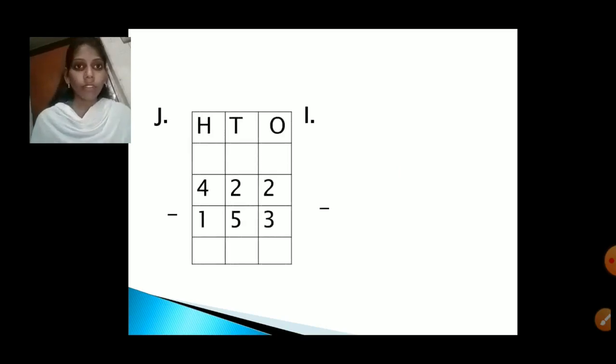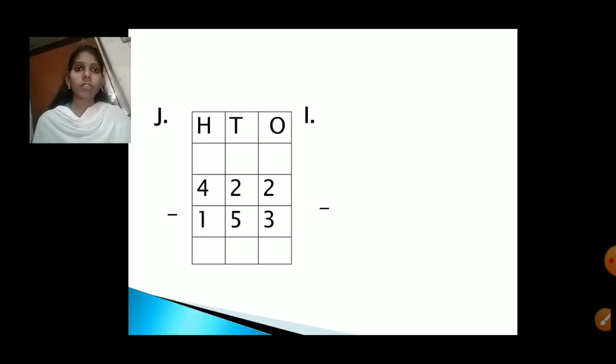Here we have to solve subtracting 3-digit numbers. Right? 3-digit numbers are there. So let's start. In the same way, the same steps we will apply here also. Here we have to subtract 422 minus 153. Okay, so we'll start the subtraction from the ones place. 2 minus 3. So 2 is smaller than 3. So can it be subtracted? No. So what will we do?